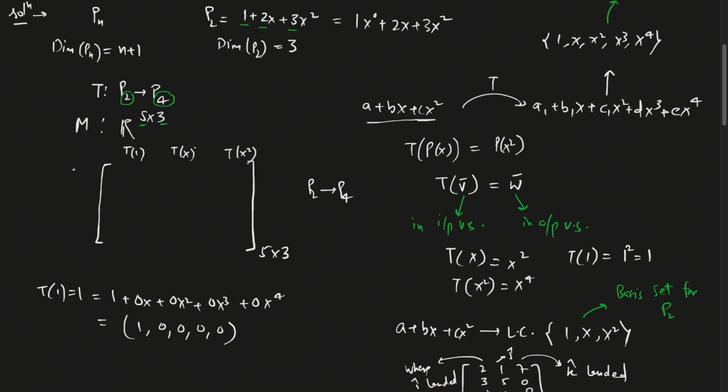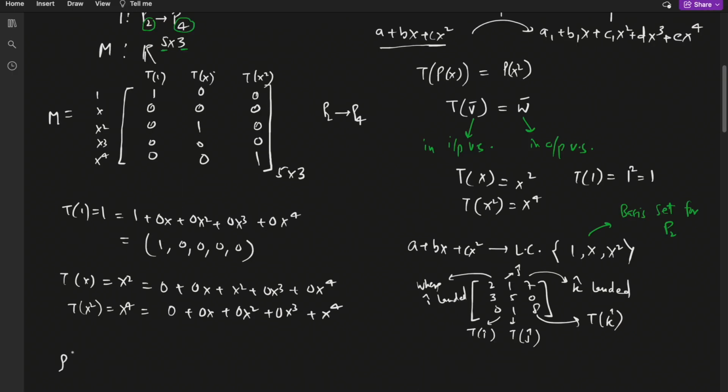All right, and this is the 1, x, x square, x cube and x4. That is the output vector space. So T of 1 landed at 1 0 0 0 0. Similarly, T of x is x square. This can be written as 0 plus 0 times x plus x square plus 0 times x cube plus 0 times x4. Okay, so this is nothing but 0 0 1 0 0.